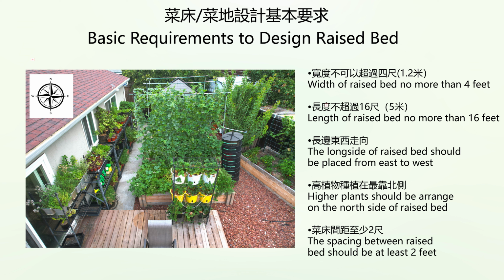Moreover, the plants which are tall should always be planted on the northern side, because in this way they avoid blocking sunlight. If we place the tallest plant on the southern side of the raised bed, then the sunlight will be blocked for the northern plants, because the shadow will fall on them.